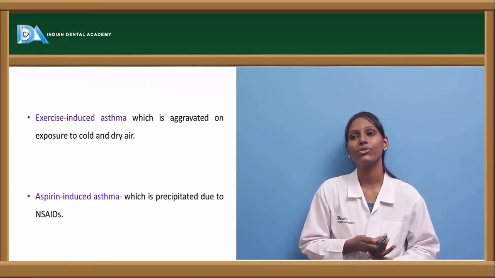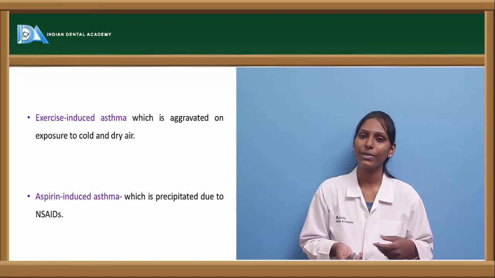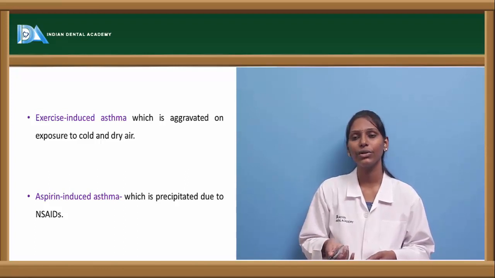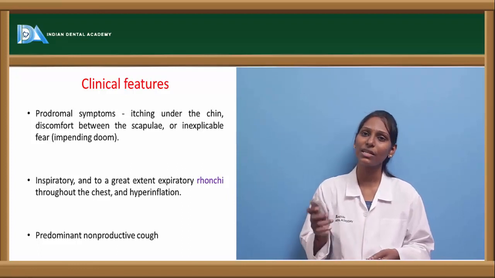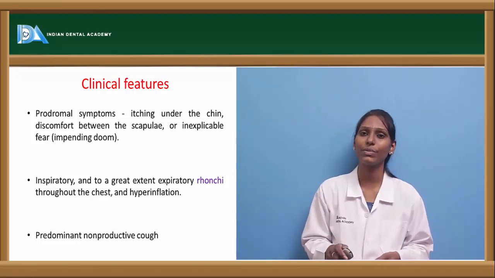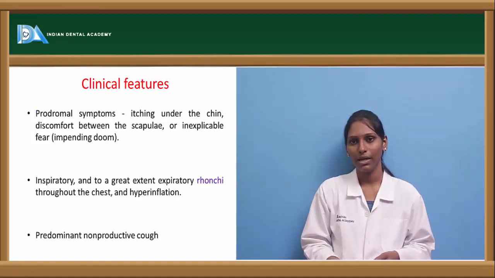When patients take aspirin also, intrinsic asthma is triggered, and this intrinsic asthma can respond well to steroids. Coming to exercise-induced asthma, it is aggravated on exposure to cold or dry air, and aspirin-induced asthma is precipitated due to excessive intake of aspirin. Not even excessive. If the patient is allergic to this NSAID, particularly aspirin, then we can see this aspirin-induced asthma.